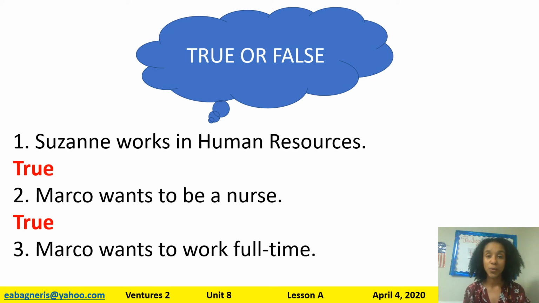Number 3, Marco wants to work full-time. Does Marco want to work full-time? No. He tells Suzanne he wants to work part-time. So that one is false. How did you do?